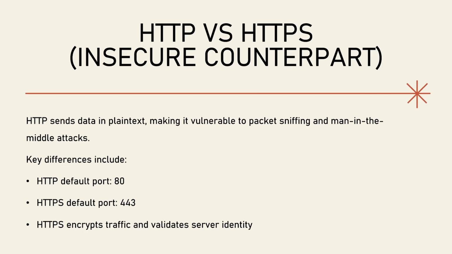HTTP versus HTTPS, its insecure counterpart. HTTP transmits data in plain text over port 80, making it vulnerable to packet sniffing and man-in-the-middle attacks. HTTPS addresses these weaknesses by encrypting traffic and validating server identity through certificates. Modern browsers actively warn users when HTTP is used, emphasizing its insecurity. Understanding this comparison reinforces why HTTPS should always be enabled, even in internal lab environments.